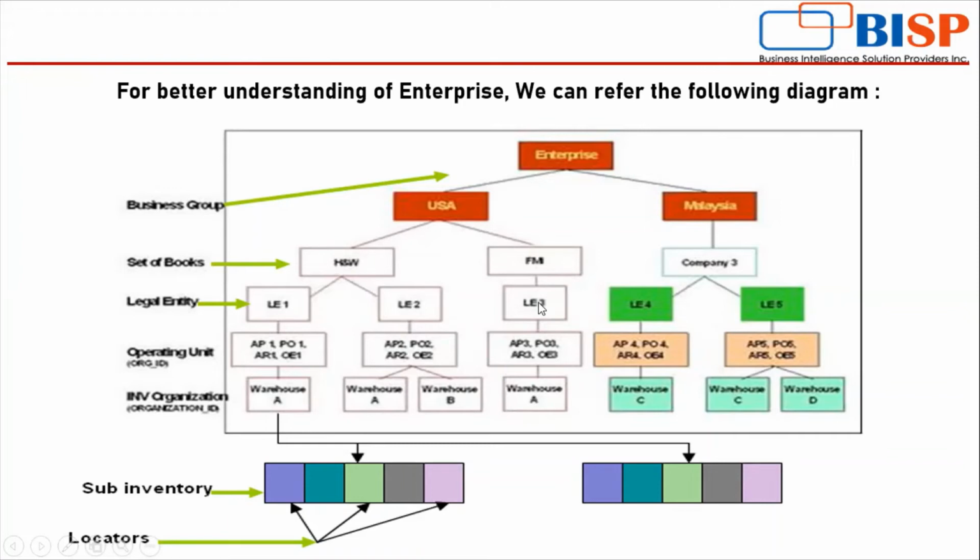FM has a single registration. So it has a single legal entity. Company 3 has two registrations. So it has two legal entities. Then it has business units. Operating unit is nothing but business units where the business transactions are recorded. Then we have inventory organization. Inventory organization is an organization where information and data related to inventory is recorded and stored.